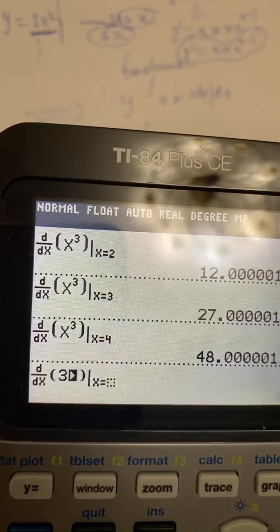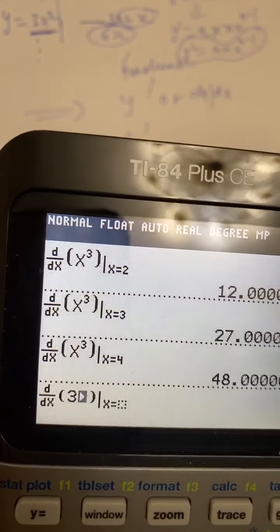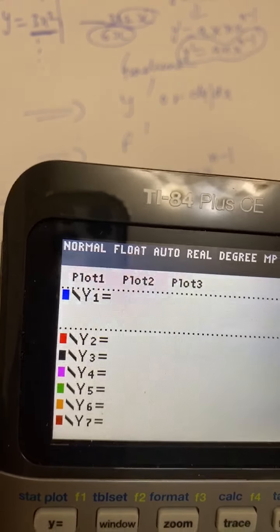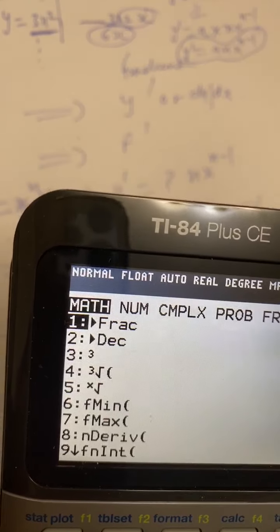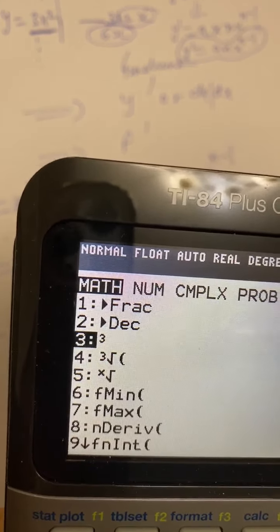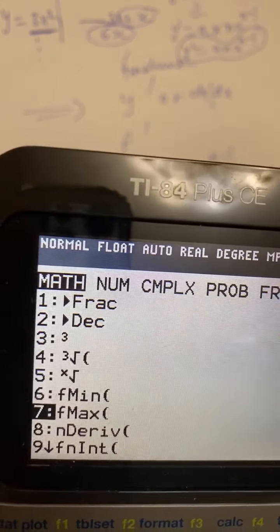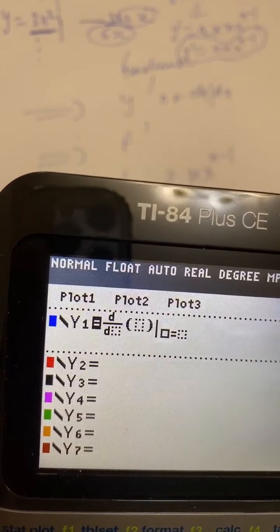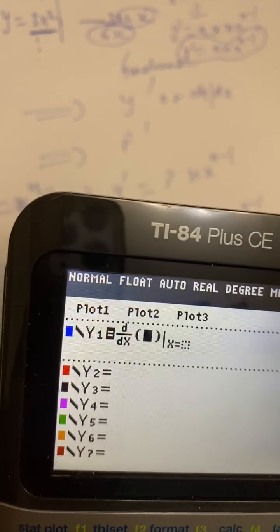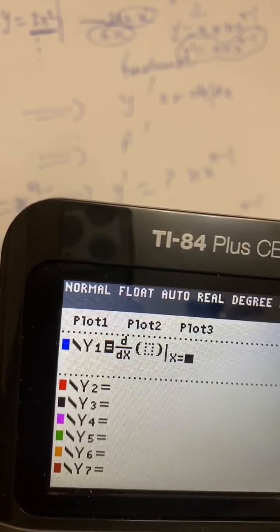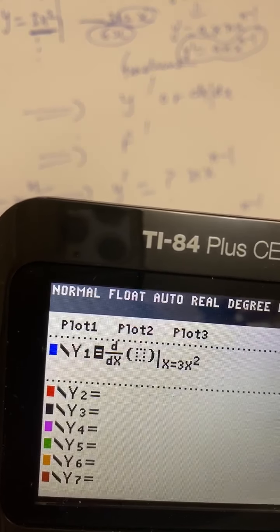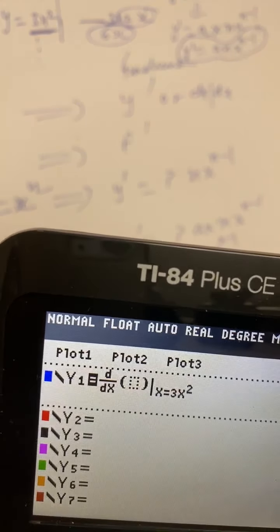Even much easier, what we can do here is, because I don't want to copy and paste this again and again, I go to y, and then I go to math. This is even much easier and much cooler. So I enter y1 as d over dx of my function, which is 3x squared, and let me enter this and then I will show you on the screen.